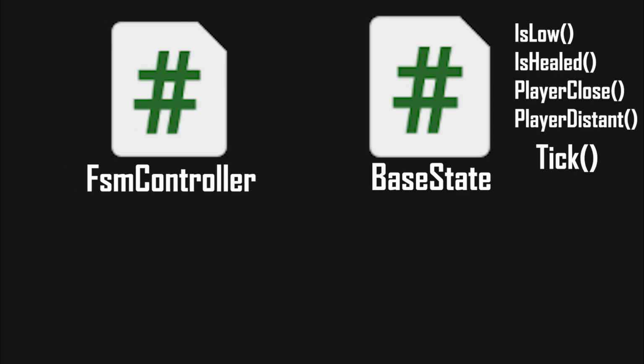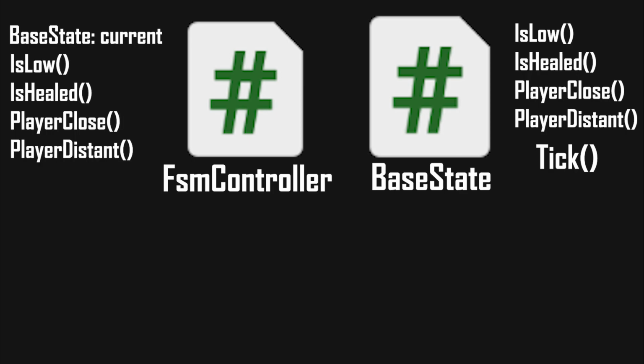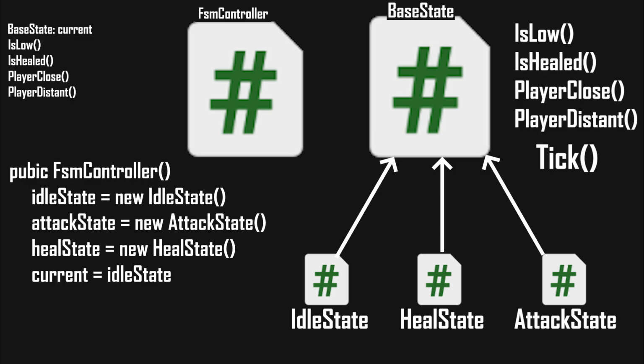Then let's go back to our FSM controller, add an attribute there for your current state, and also make each transition condition a method there. Okay, after that, create classes for each of your concrete states and make them inherit from your abstract base state class. Now we can create public attributes in our FSM controller for each of our states and create new instances of the concrete states in our FSM controller constructor. And don't forget to set your current state initially to your starting state.